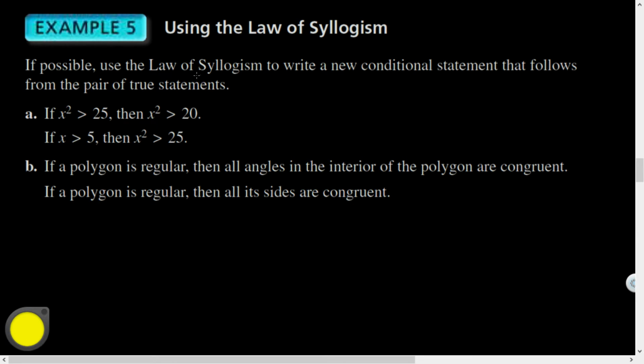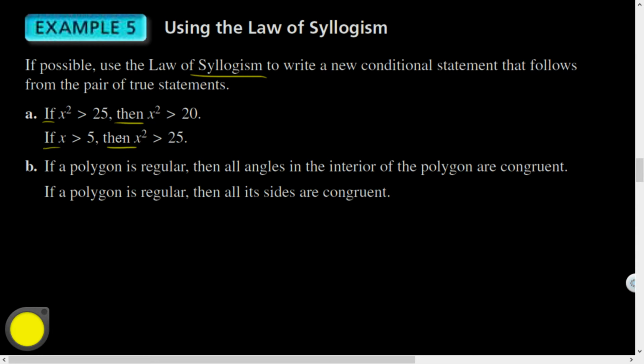Let's see, if possible, use the law of syllogism. So that's the transitive property. Here it says, if x squared is greater than 25, then x squared is greater than 20. Okay? Notice these are two if-then statements. All I know is these two if-then statements, okay? It says, if x squared is greater than 5, then x squared is greater than 20. And then it says, if x is greater than 5, then x squared is greater than 25.